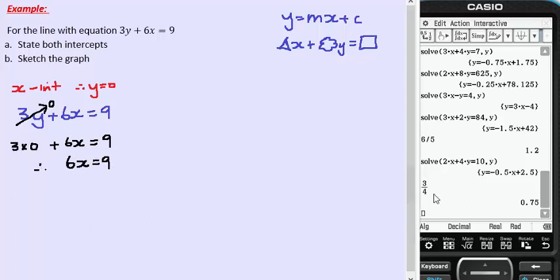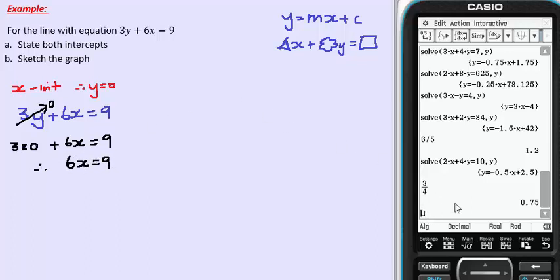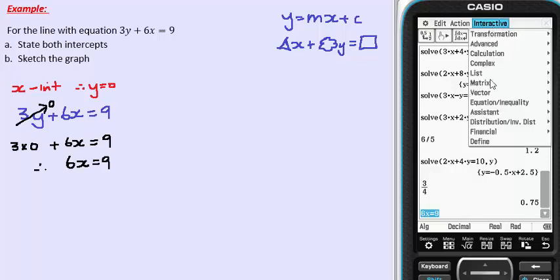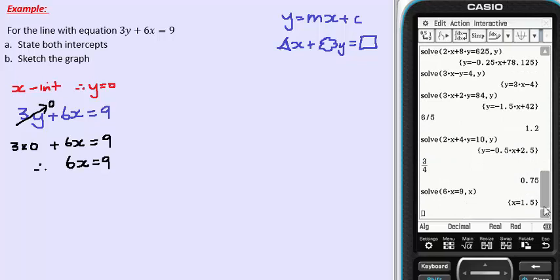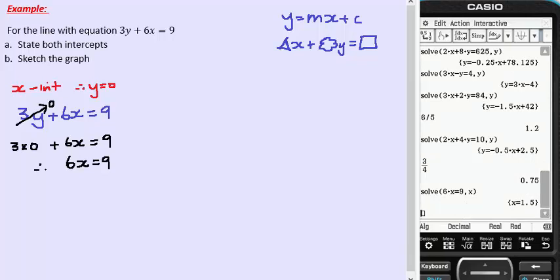Now I can either solve this by algebra, or else I can go to my calculator and type 6x equals 9 and solve that interactively. So interactive, equation, solve for x, and it tells me x equals 1.5. I'll do a little green arrow to show that I used the calculator for that, and I say therefore x equals 1.5. Seeing that's the x-intercept, I can write that as (1.5, 0) in coordinate form, which is the preferred way to write it.